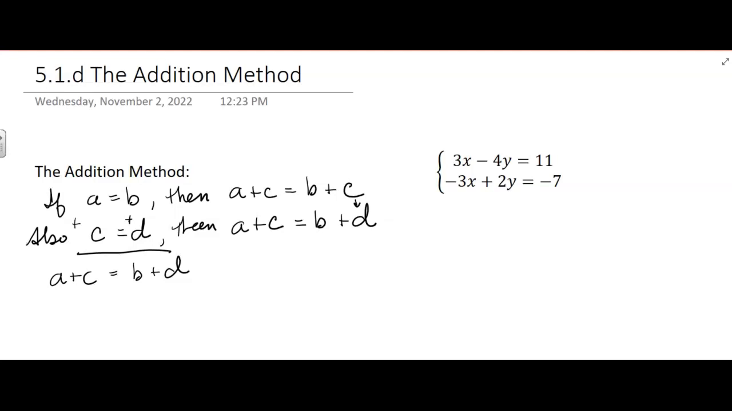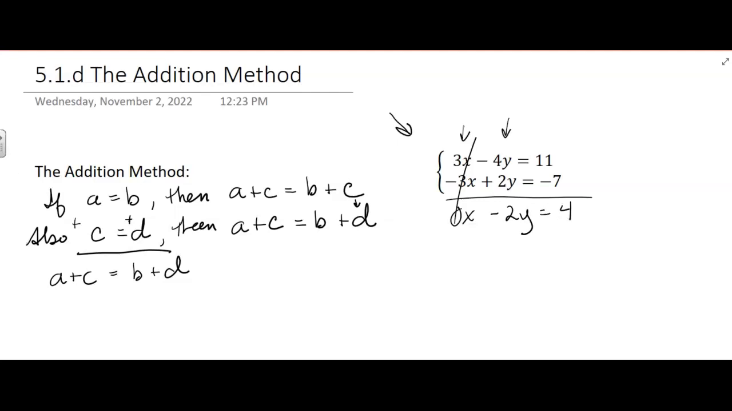Okay. All right. So in this system of equations over here, I'm going to show you how this works. So I'm going to add the equations. I'm going to say, what's 3x plus negative 3x? Well, that's 0x, right? Those cancel out. What's negative 4y and 2y? Negative 2y. And what is 11 and negative 7?